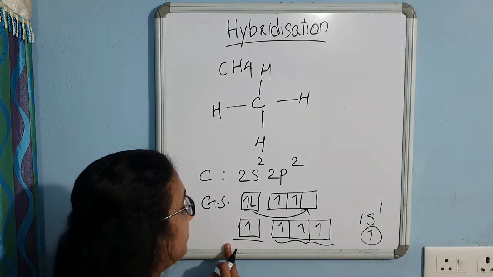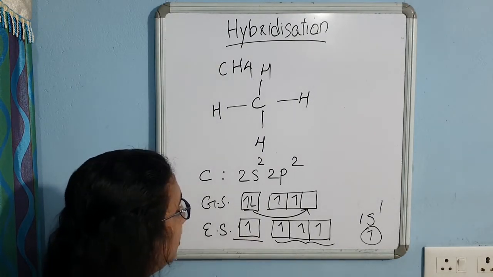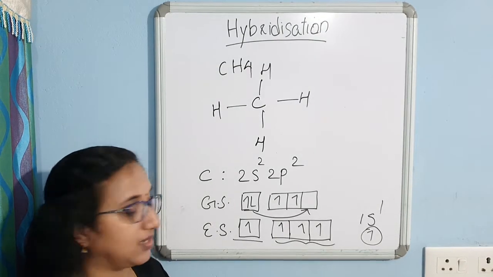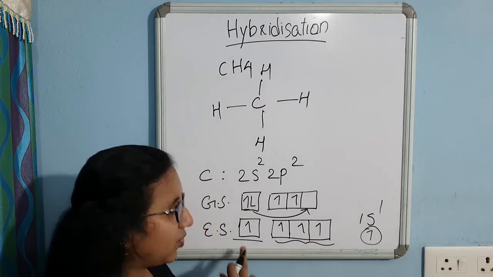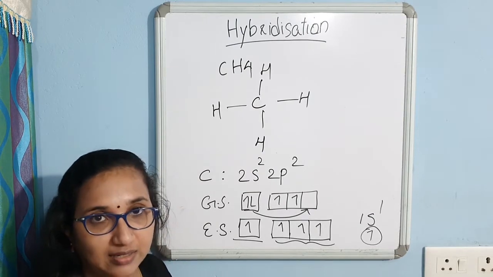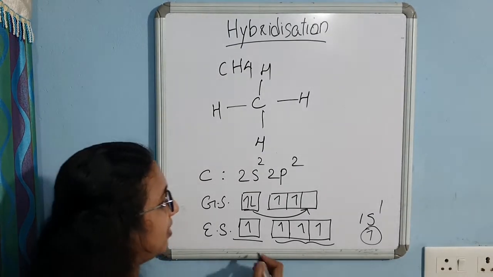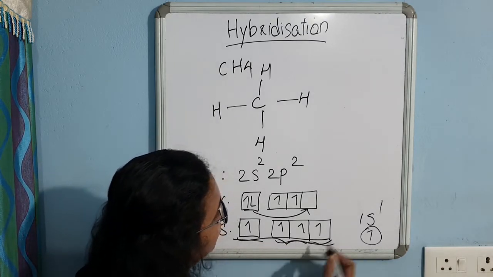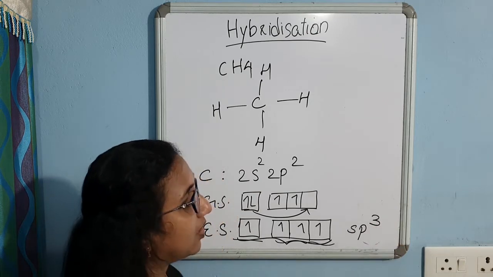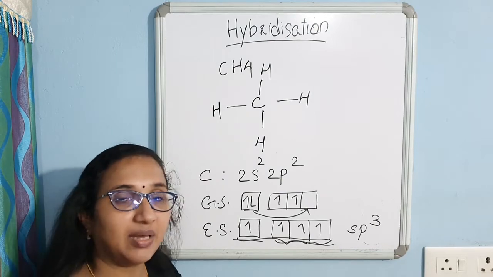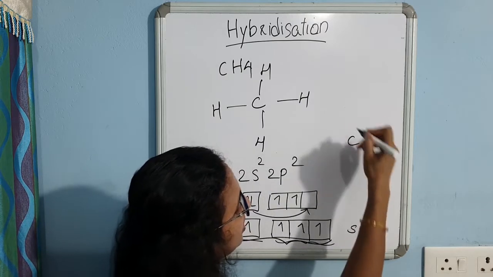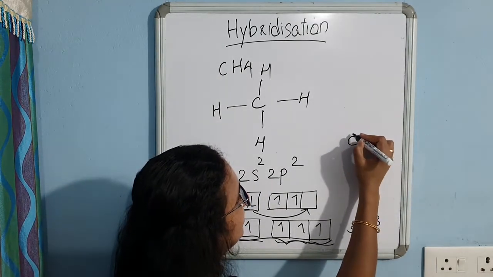This carbon atom, having the excited state configuration 2s1, 2p3, undergoes an intermixing process. That means 4 of these atomic orbitals mix together to form 4 new orbitals, and these 4 orbitals are called sp3 hybrid orbitals. We can call them 4 sp3 hybrid orbitals. Now all these 4 hybrid orbitals have the same energy and the same shape. So they will arrange around the carbon atom in a tetrahedral manner.